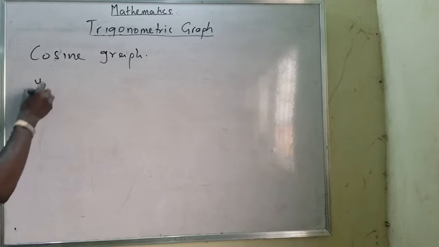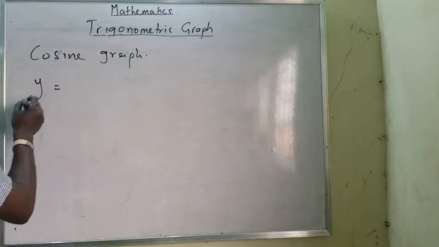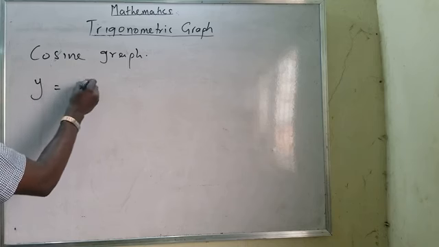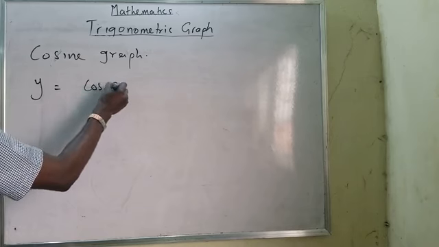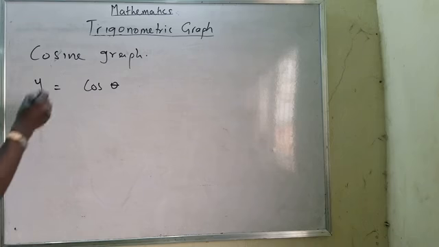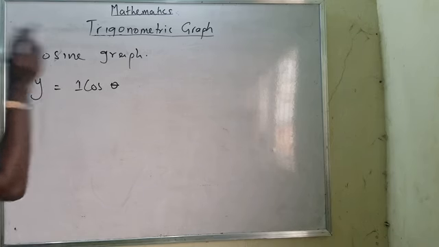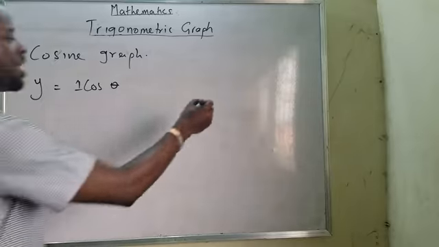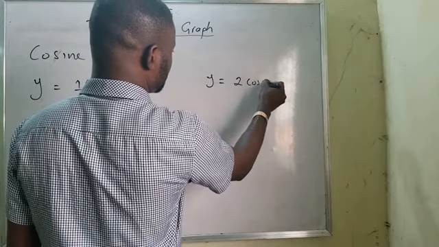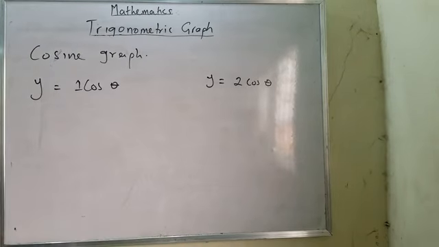Now, if my y equals cos theta, let me use theta, I'll be using other parts. Listen to me, there is one here, very important. And also, if my y equals 2 cos theta, take note of this very well. Now, once I want to plot a graph of cos, this is how it will be.